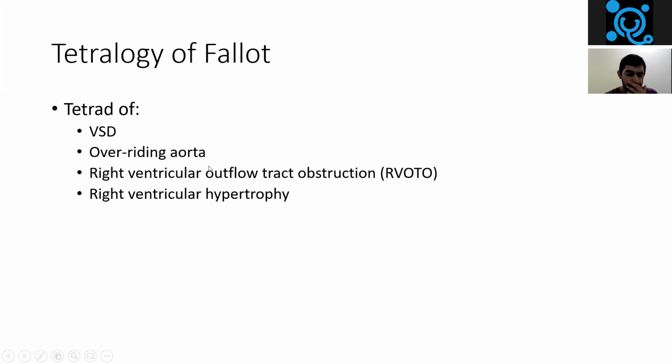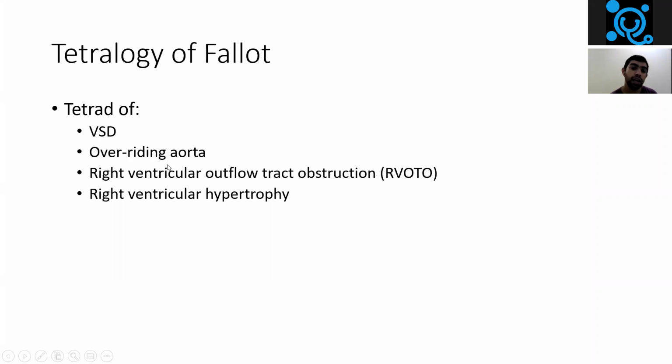And then coupled with that is what we call an overriding aorta. And when we talk about an overriding aorta, what that means is the tract leading to the aorta hangs above the right and the left ventricle. And the reason it is allowed to be overriding is because of the VSD. So if the septum was intact, your aorta would not be able to go over the 2 ventricles, okay?